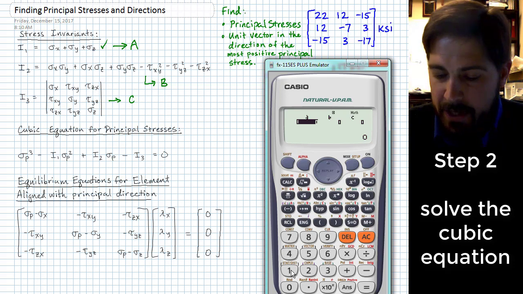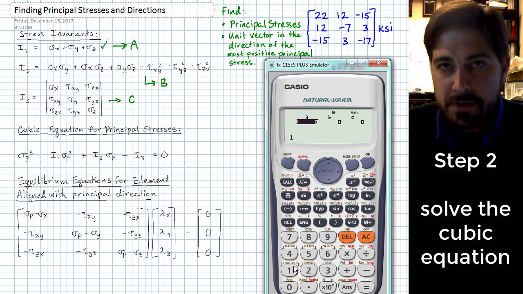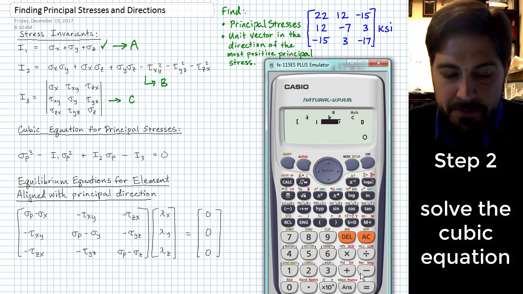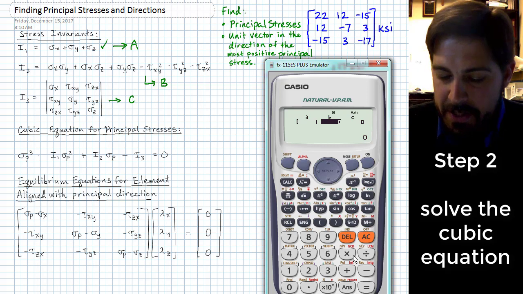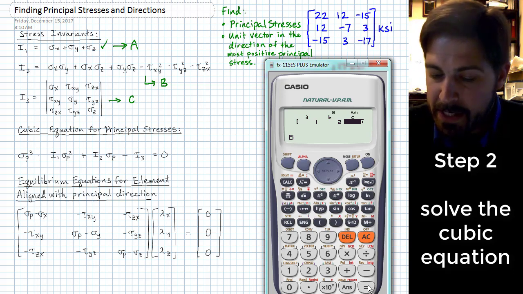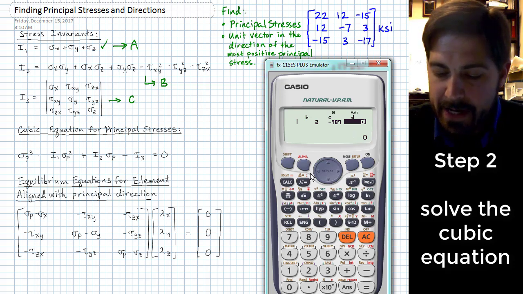We'll have a coefficient of 1 associated with the cubed term. Then we'll have a coefficient that is the first stress invariant. We actually need to take a minus before we put the value in for that first stress invariant stored in A. For the next one, we do not use a minus sign. We just put in what we have stored in variable B. And then in the last term we have negative the variable we have stored in C.